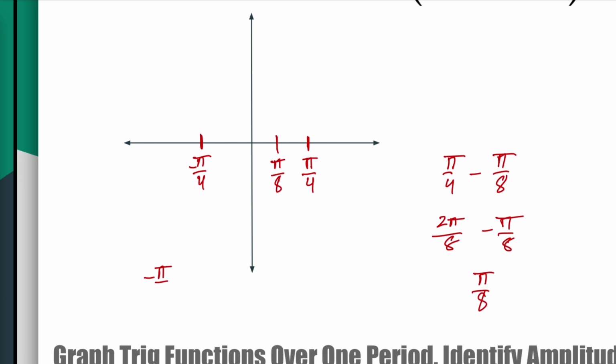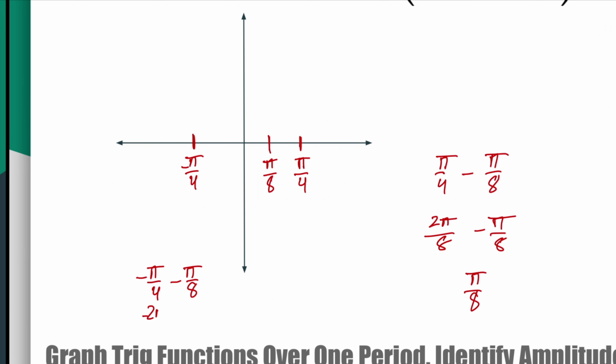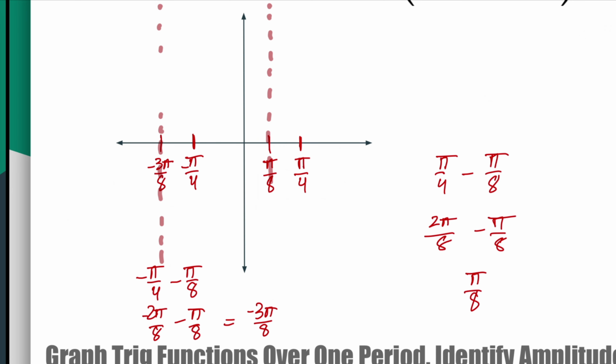We need to do the same thing for this one. So negative pi over 4 minus pi over 8. We just saw that pi over 4 is the same thing as 2 pi over 8. Okay, almost made it the whole video. So this would be negative 2 pi over 8 minus pi over 8, which is also negative 3 pi over 8. So now we're over here as our edge. We're going to go like this, and then we're going to go like this.